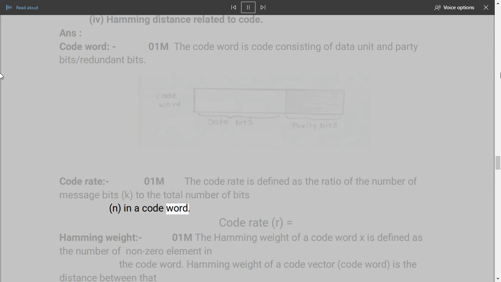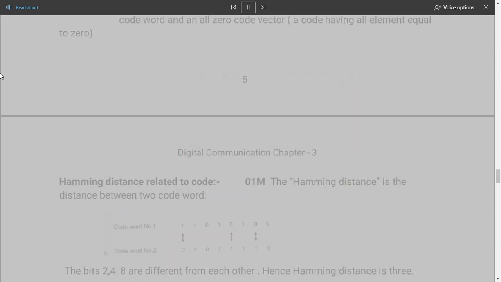Code rate, R, equals K/N. Hamming weight, 1 mark. The Hamming weight of a code word X is defined as the number of non-zero elements in the code word. Hamming weight of a code vector, code word, is the distance between that code word and an all-zero code vector, a code having all elements equal to 0.